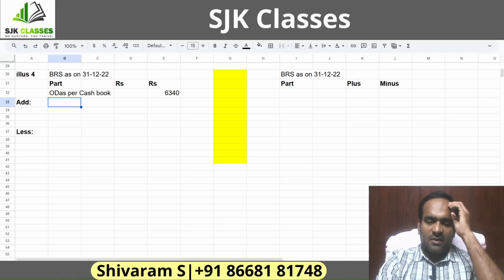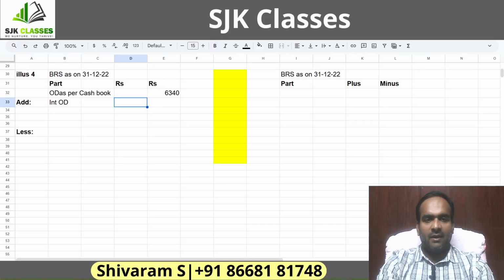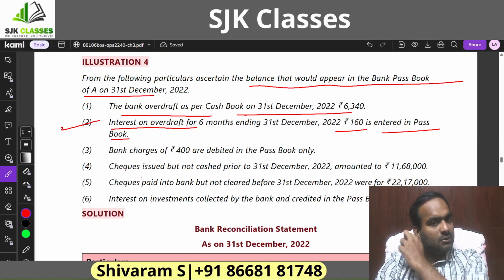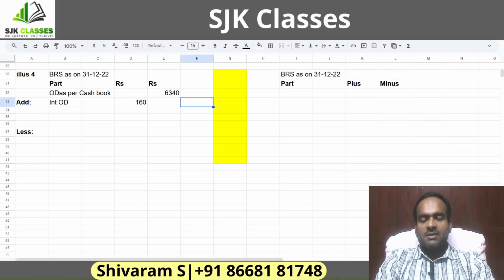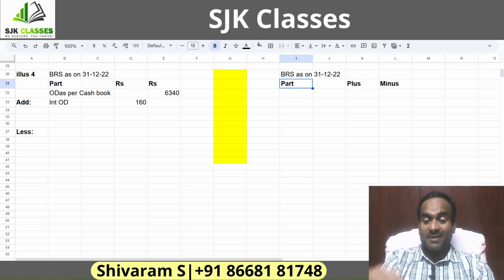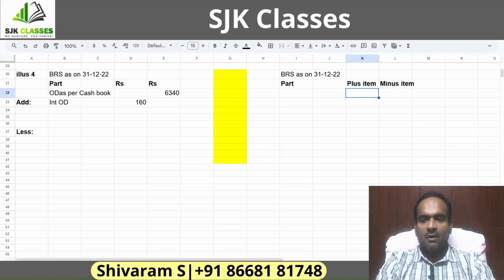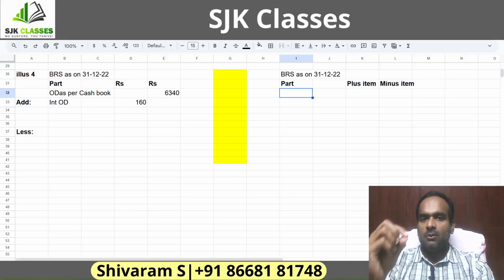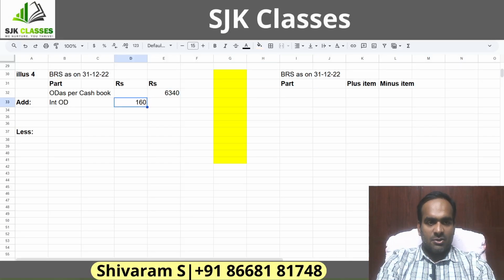Now, for the first transaction, interest on overdraft, the answer was addition, right? So in the add section, I'll enter the amount. What is the amount here? It is coming to 160. I'll enter it in the add section. And some of you will be presenting the BRS answer in this fashion: plus item, minus item. So those of you who are following this approach, first I will explain how to present the answer. I'll come to the logic once I complete the sum. Right now, I'll be giving the logic for this one.